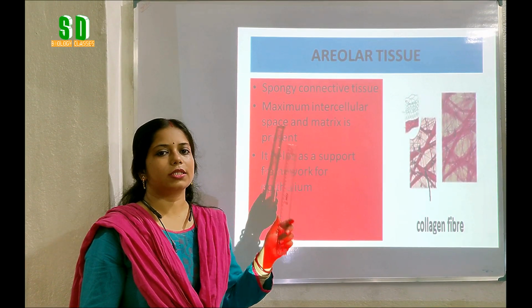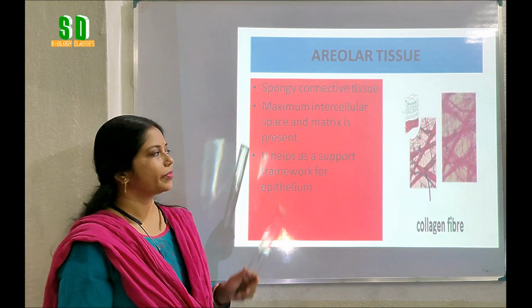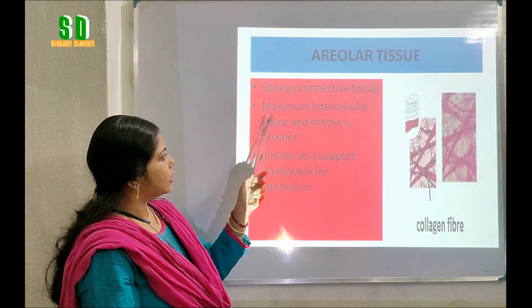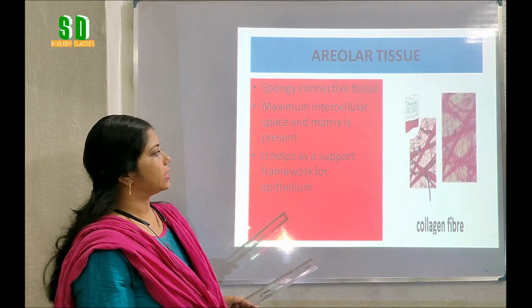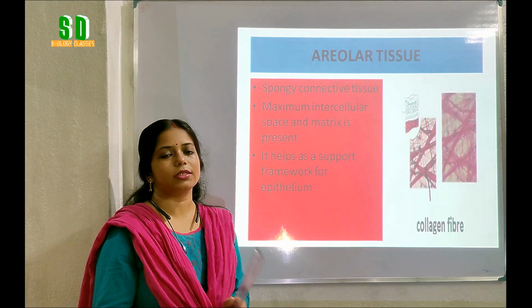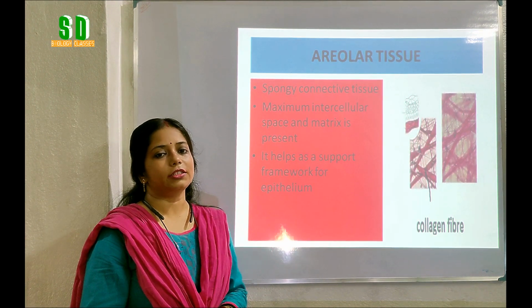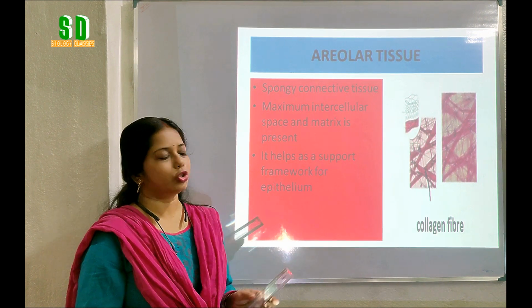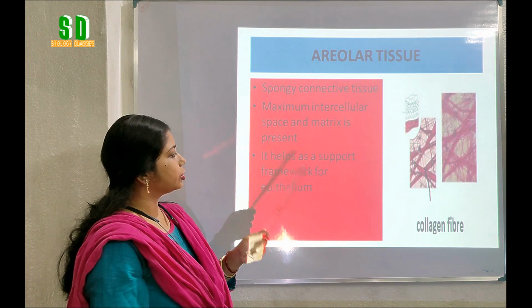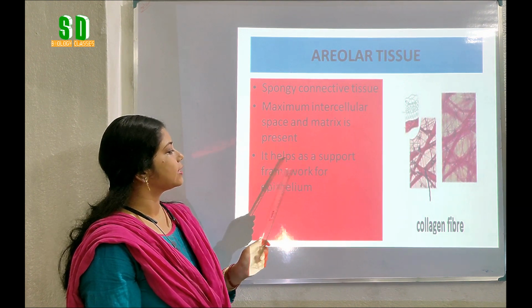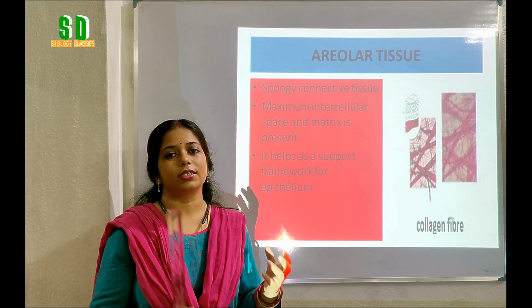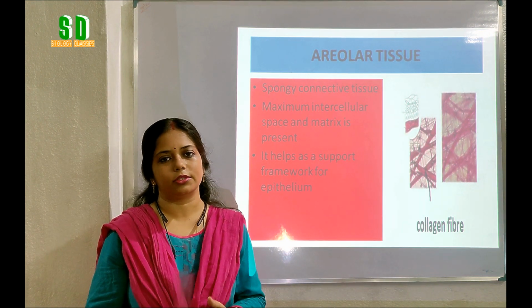Now we will see some features of the areolar tissue. Areolar tissue is also known as spongy connective tissue. It contains the maximum intercellular space and matrix. That means the cells are very loosely packed and maximum matrix is also present. What is the function of the areolar tissue? It acts as a support framework for the epithelium tissue.